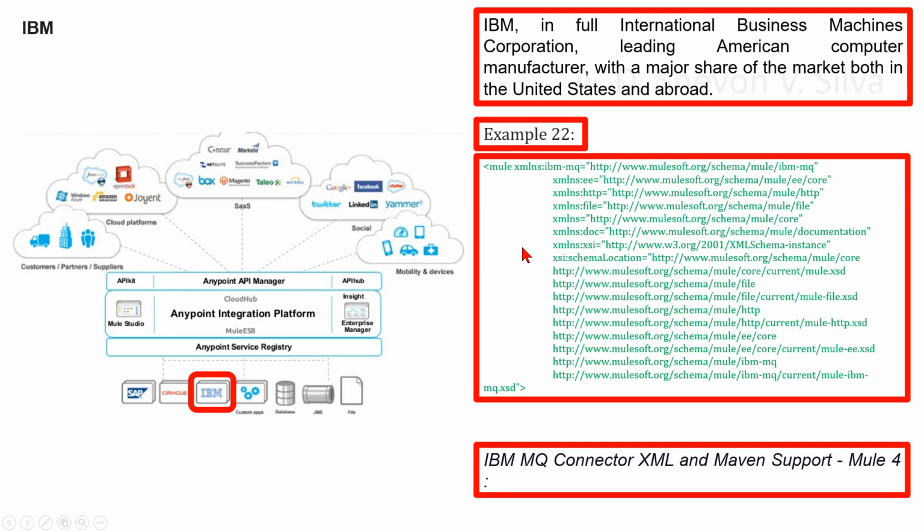Now we are considering adding a namespace for the connector in IBM MQ connector XML and Maven support Mule 4. This example shows how the namespace statements are placed in the Mule XML block here.